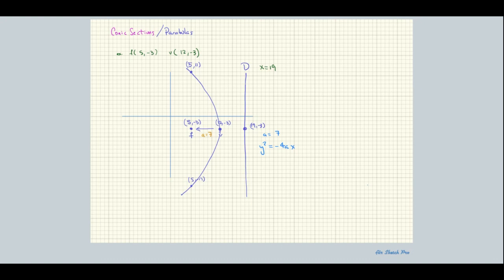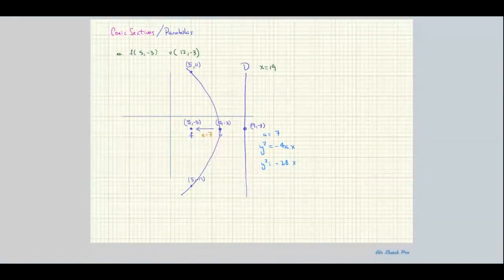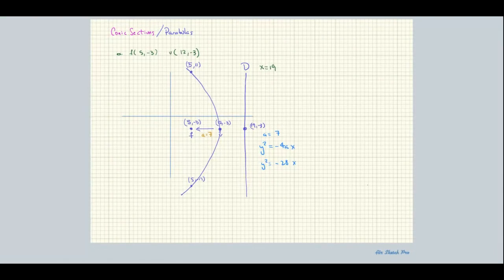And now, guys, this is becoming y squared equals negative 28x. Now, where's the vertex? What's the coordinates of the vertex, guys? 12, negative 3. That's your h, k, guys.